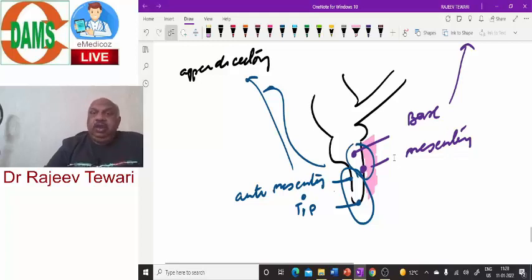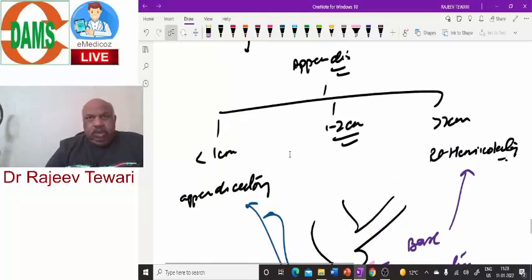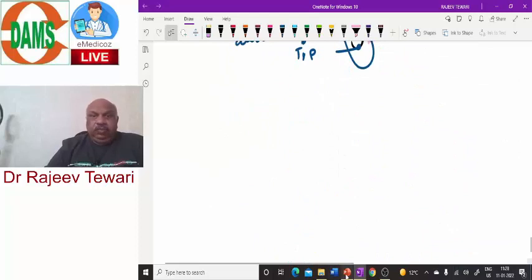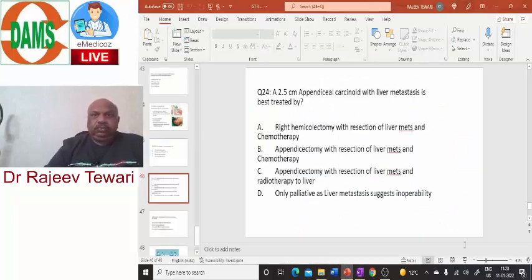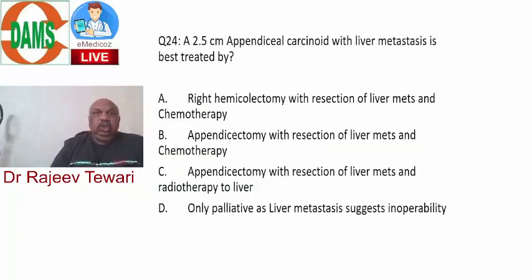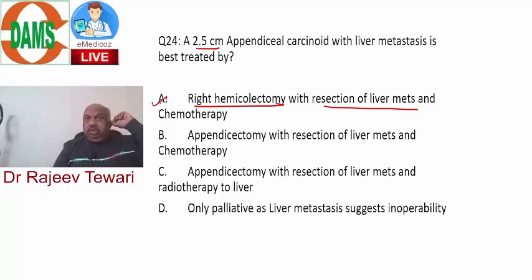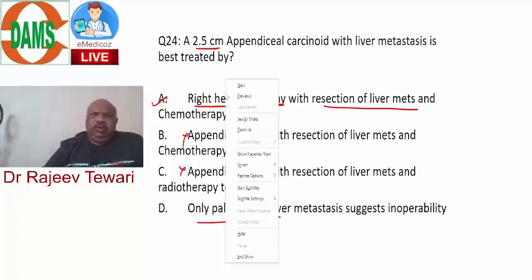And liver secondaries can be operated and removed. Then you can give chemotherapy, of course. So the best answer here is not appendicectomy, rather right hemicolectomy, because it's more than 2.5, and liver secondaries can also be removed with chemotherapy. So appendicectomy is not done. No, it's malignant. And palliative? No, at this moment it's still operable.